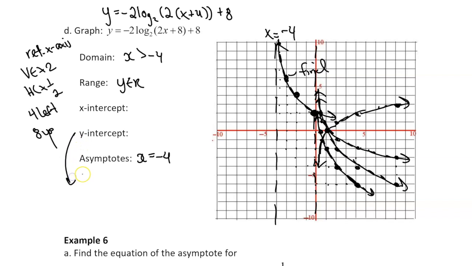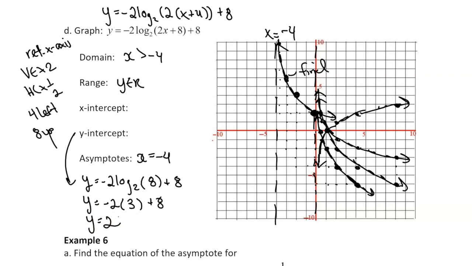So for the y-intercept, you could put in 0 for x. And if you put in 0 for x, you'd be left with an 8 in that bracket. And that's going to give you y equals -2 times 3 plus 8, which is going to give you +2. So y-intercept of 2.